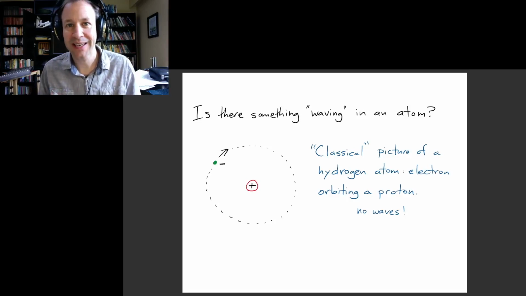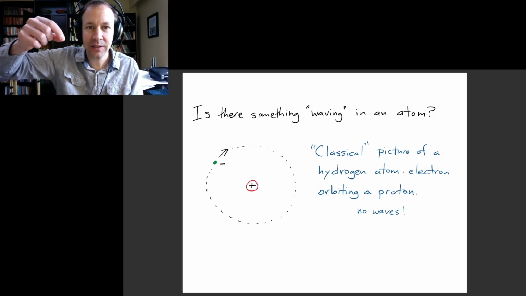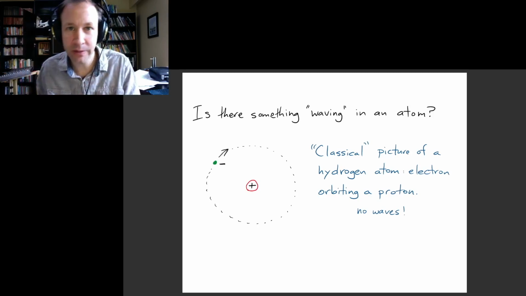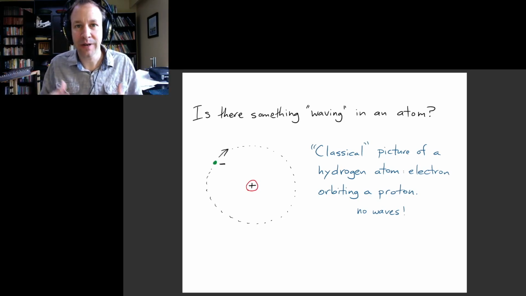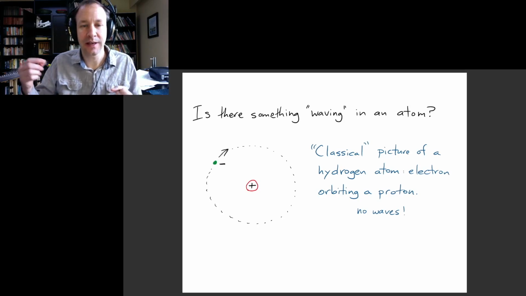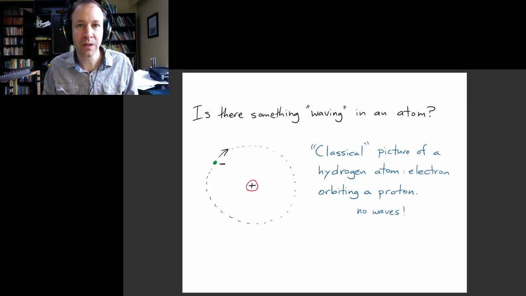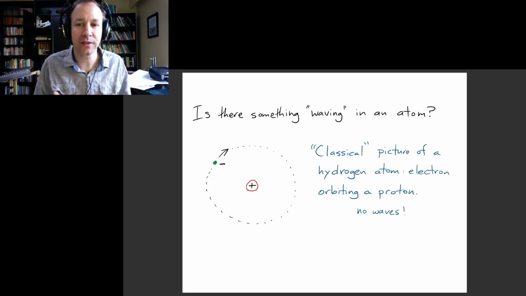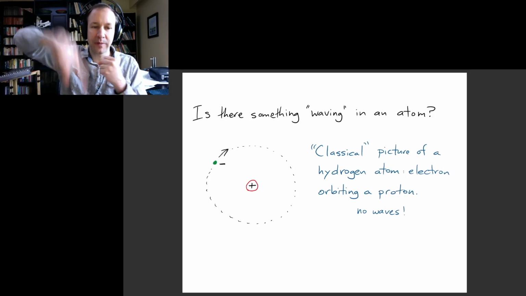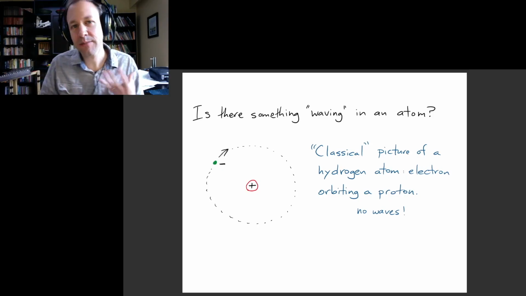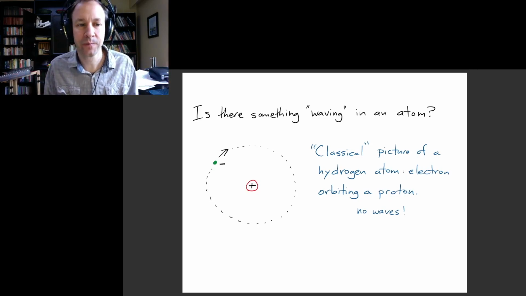So let's think about the case of hydrogen. A hydrogen atom has an electron with a negative charge and a proton with a positive charge. And these are bound together by these electric forces that say that unlike charges attract each other. So there's kind of a classical picture of an atom that we might have where the electron would be orbiting the proton in a similar way that planets might orbit a star.